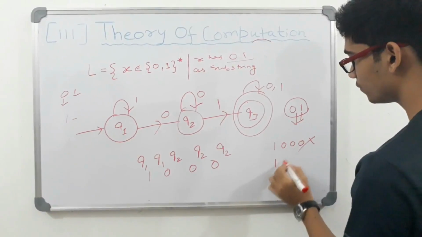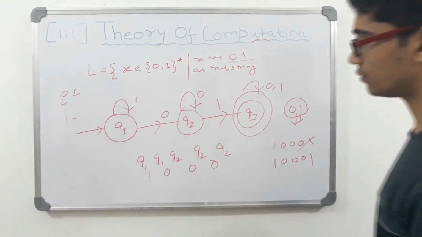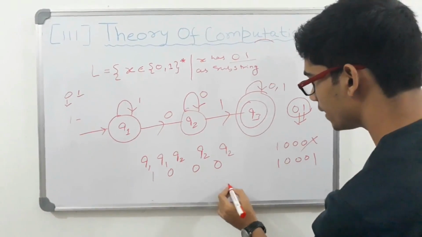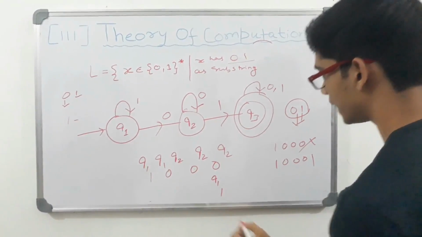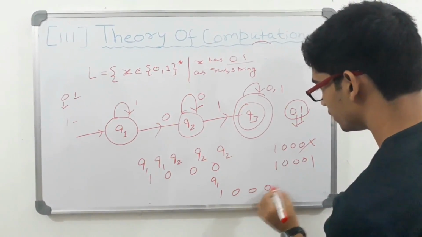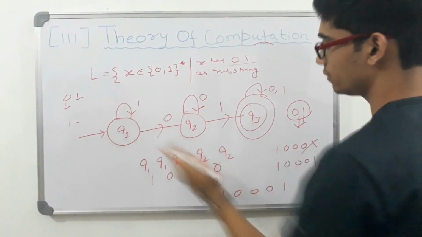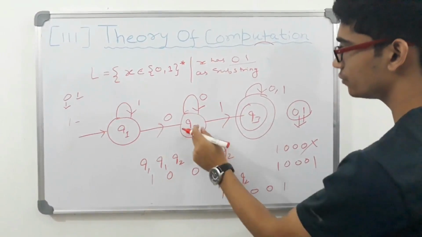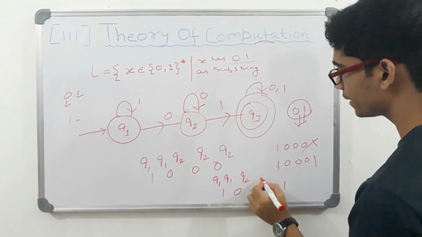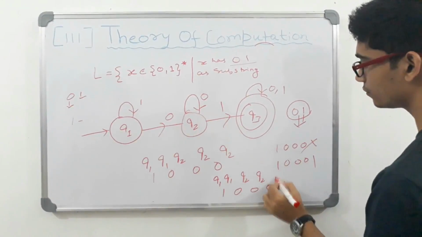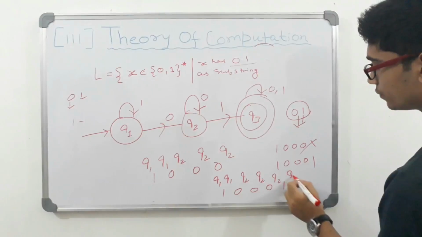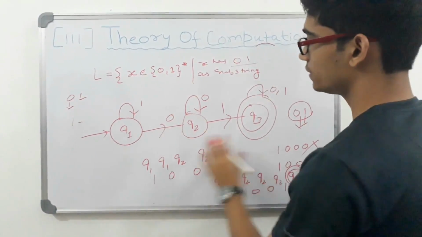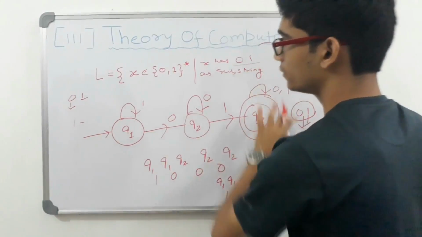Now suppose this is string 1, 0, 0, 0 and 1. So let us draw this type of arrangement for this. We are at Q1 and we scanned 1, 0, 0, 0 and 1. Q1 at 1 will remain at Q1. Q1 at 0 will go to Q2. Q2 at 0 will be at Q2 only. Again Q2 at 0 will be at Q2 only, and again Q2 at 1 will go to Q3. So we reached a final state, so this is accepted.